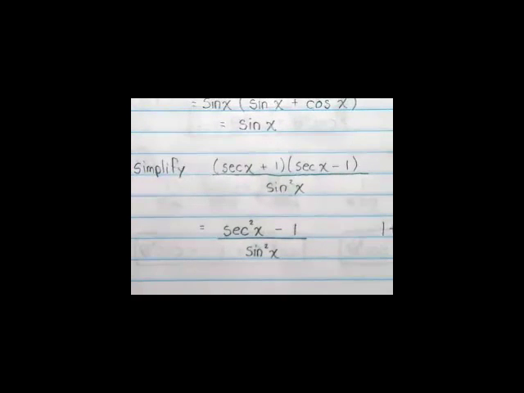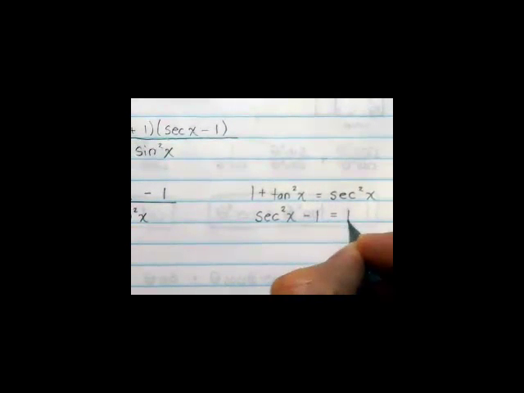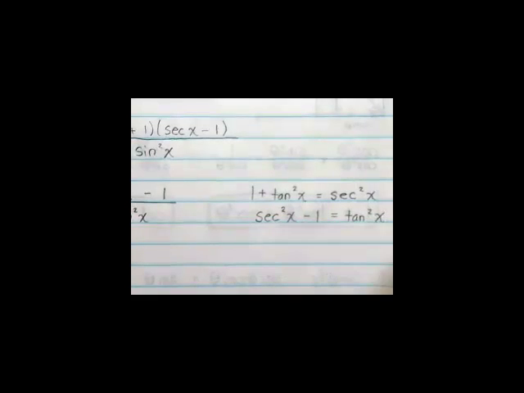Now the common misconception here is that I can only use this Pythagorean identity if I see a 1 plus tangent squared somewhere. And that's not the case. It's an equation. I can manipulate this thing however I want to, right? So if 1 plus tangent squared x is equal to secant squared x, equivalently, secant squared x minus 1 equals tangent squared x, right?